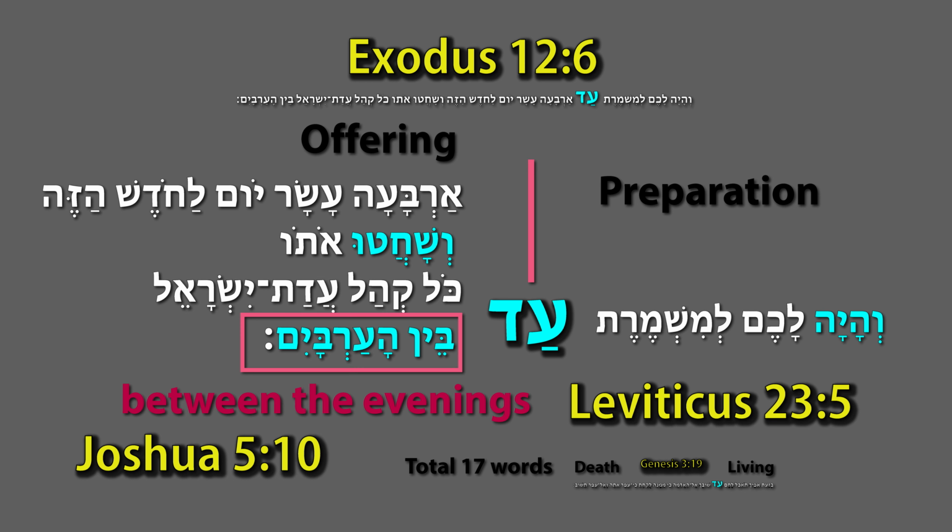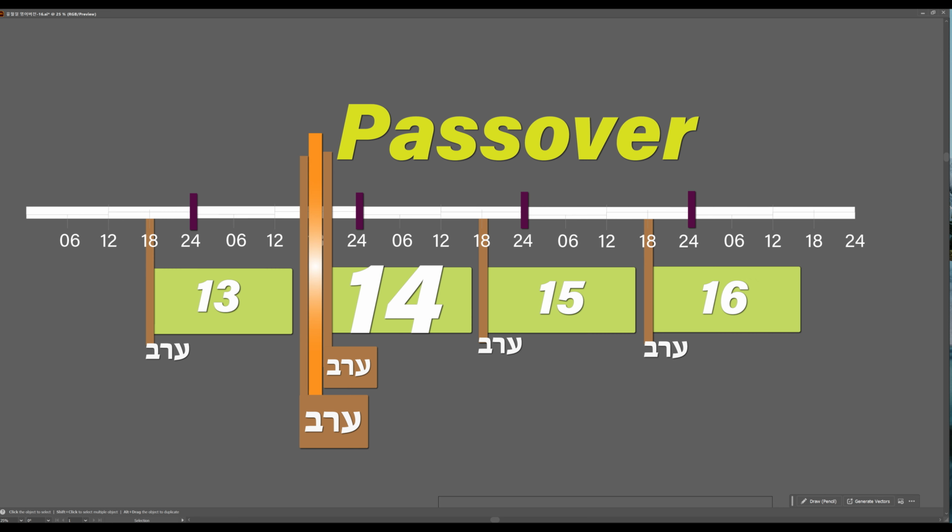Now I will explain the exact timing as Scripture presents it. In the Bible, the day begins at evening. Between the evenings does not refer to the daytime of the 14th. If you stand facing the western horizon in the late afternoon, you can observe the fact of between the evenings. Before the sun drops below the horizon, the sky already turns red. After it sets, the glow of dusk lingers for a while. That is between the evenings.